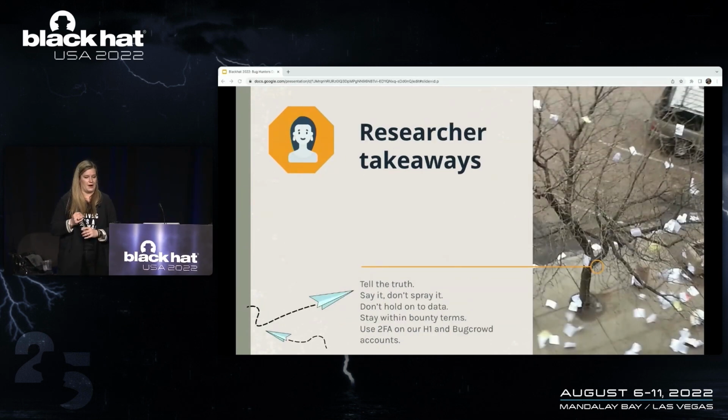So along those lines, some researcher takeaways. Say it, don't spray it. Tell the company about the vulnerability. Don't pull and spray data to various third-party systems, your hard drive, your backup drive, the bug bounty platform. And if the company says to you, have you deleted all the copies of the data? Don't say you did if it's not true. Lying is not going to help you here.